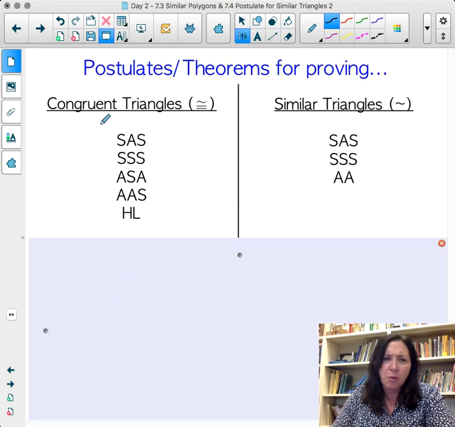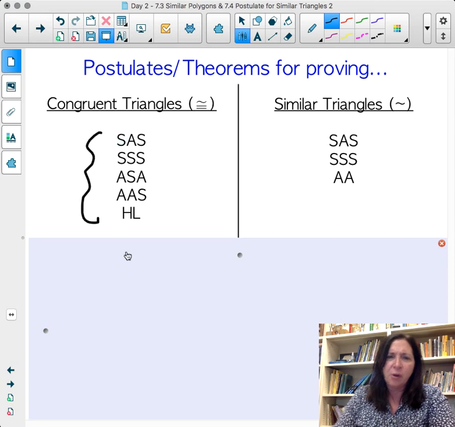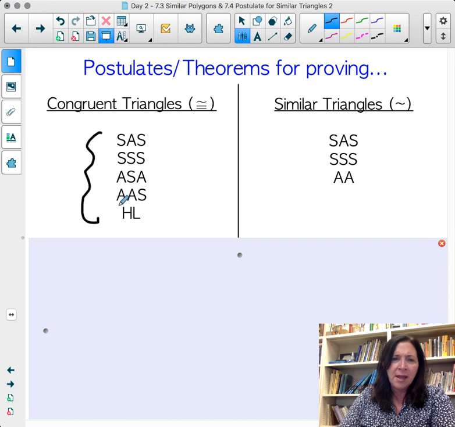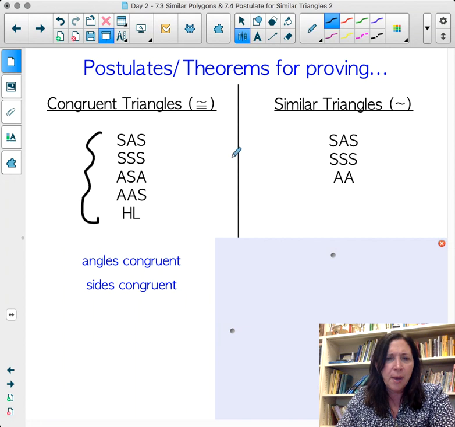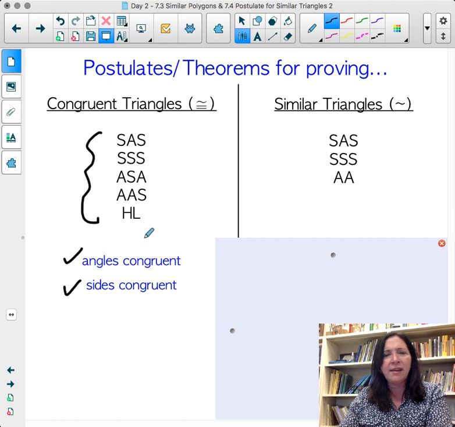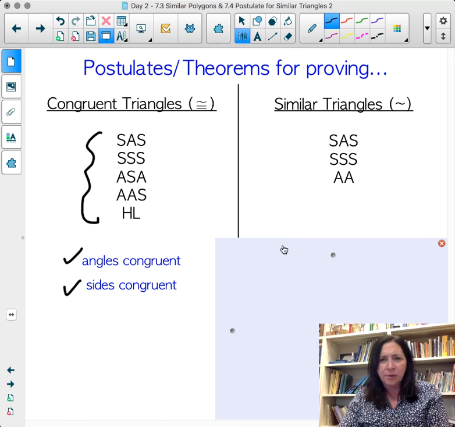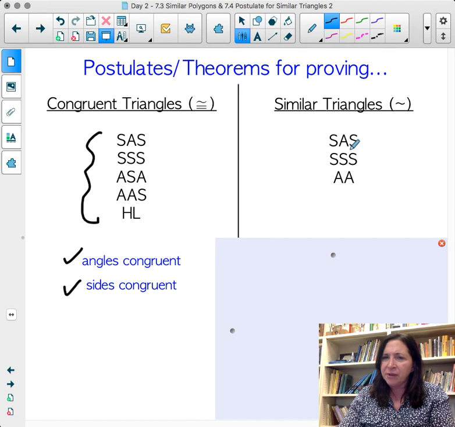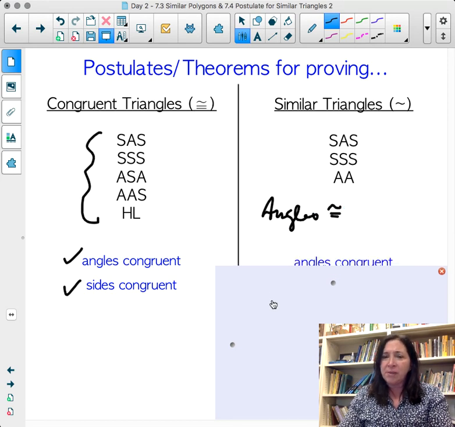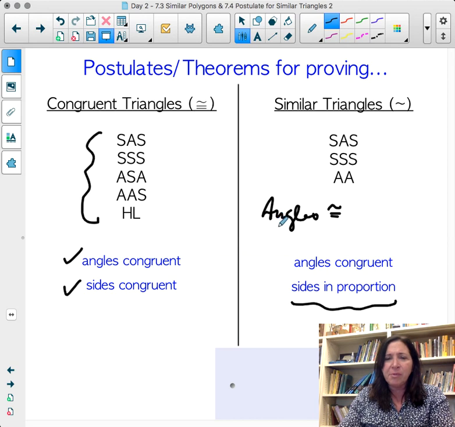Here are other postulates. When we were proving triangles congruent, these are all the postulates we had: side-angle-side, side-side-side, side-angle-side, angle-angle-side, and hypotenuse-leg. But for each one of these, you had to have both angles congruent and sides congruent. But for similar triangles, it's different, okay? You have side-angle-side. It means that the angles do have to be congruent, but remember what we talked about before, the sides have to be proportional. So the sides are proportional.